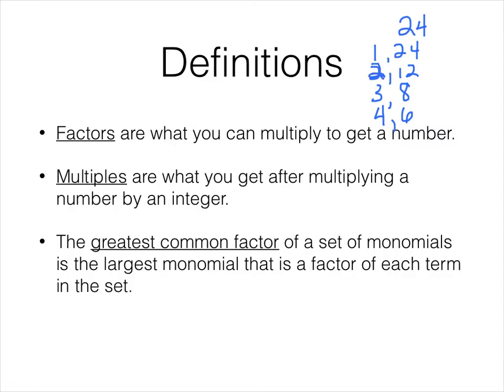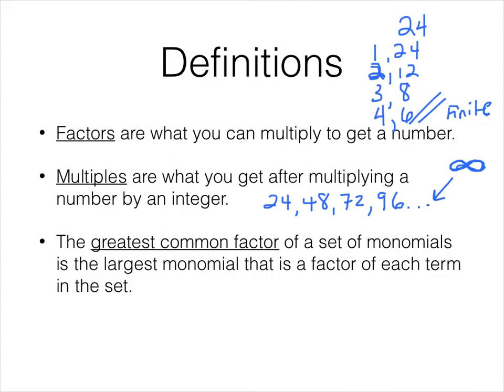Multiples, on the other hand, are what you get after multiplying a number by an integer. So multiples of 24 would start with 24, and then 48, and then 72, and then 96. So the list of multiples is infinite. There's an infinite number of multiples. But the list of factors is finite. Factors finite, multiples infinite. So your list of factors ends. Your list of multiples can go on forever. Just keep multiplying that original number by a bigger integer.